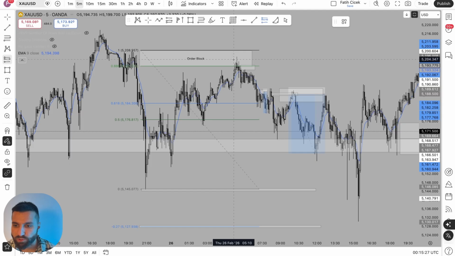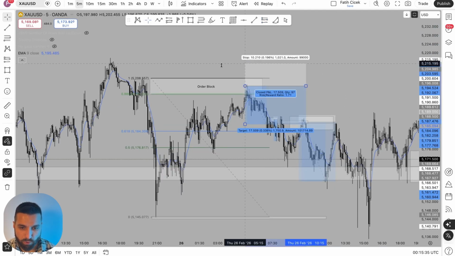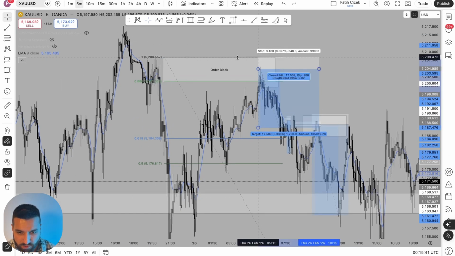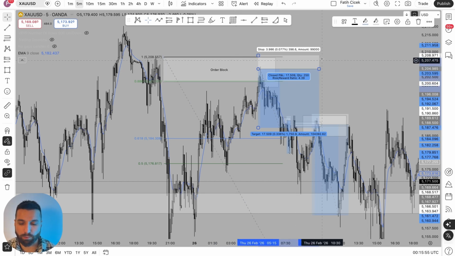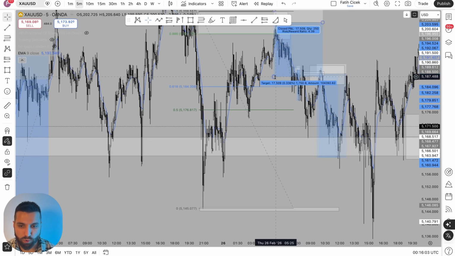Okay, so my entry was 5,205. Okay, round psychological number. My stop loss was just above these wicks over here. Okay, what I don't want to do is place my stop loss just right above the wicks. I want to leave some space. I want to give it some space, like maybe $0.50, maybe 5 pips, 10 pips for the trade to breathe. Okay, because I don't want to be stopped out because of spread. All right, so my take profit 1 is going to be my previous low, which was over here.